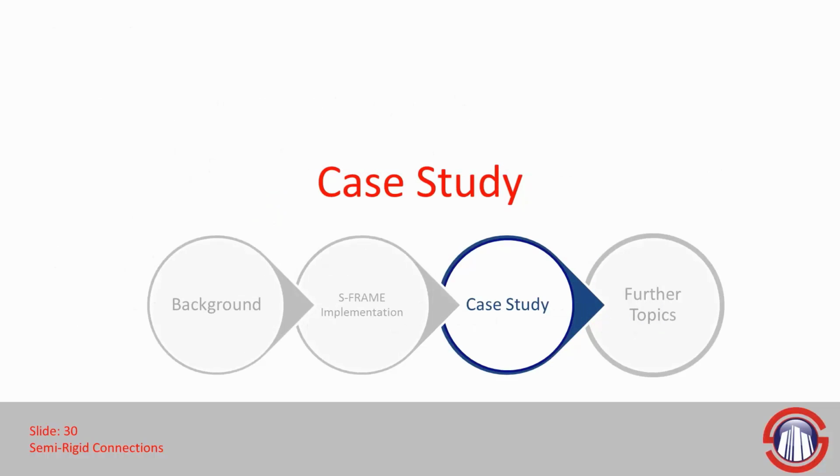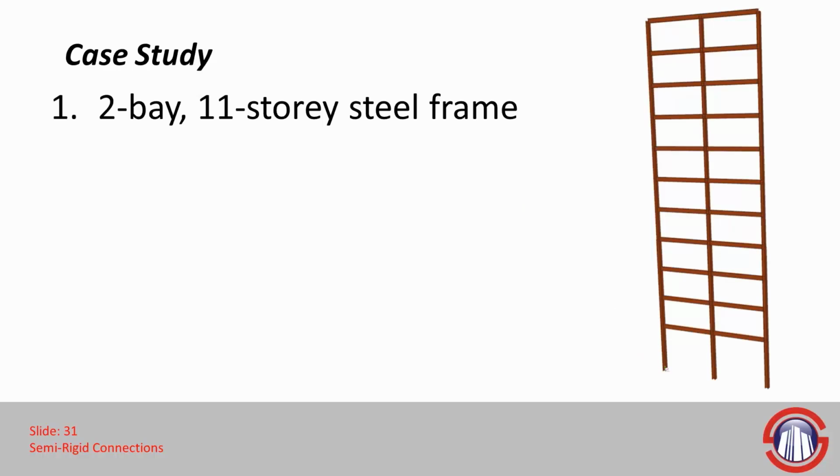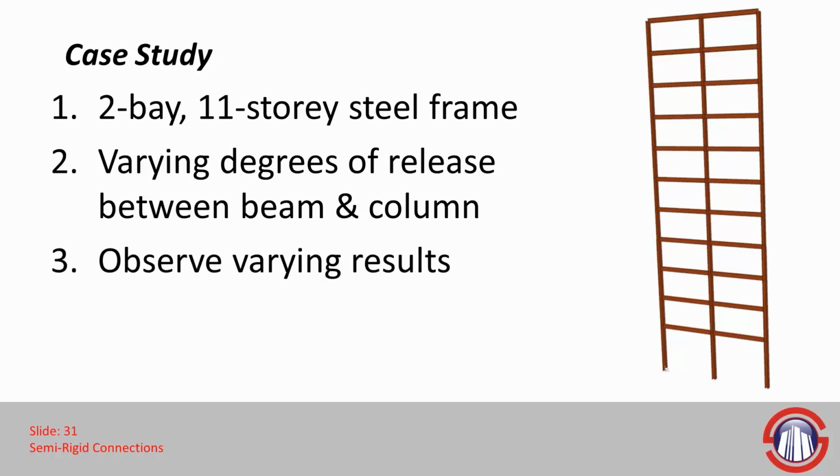And we can take a look at this through another quick example as well. In this example, we're going to have a series of frames, like you can see here. So we're going to have a 2-bay 11-story frame. It's going to be made of steel. And we'll look at how the results vary with varying degrees of semi-rigid connections. So we're going to observe the results as they vary.